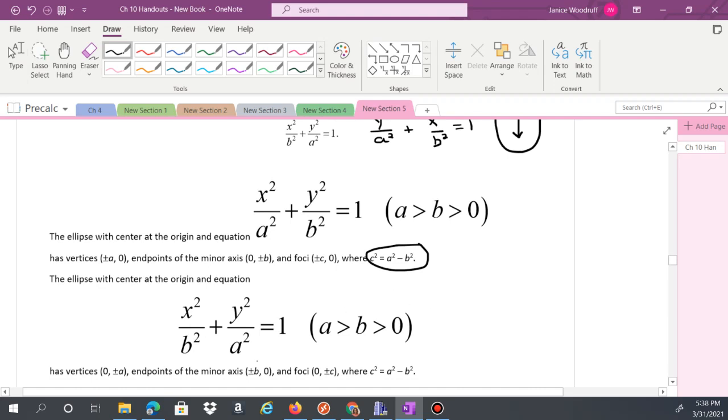So in general, if it happens to be written opposite ways, wherever the larger number is, that's the axis. So wherever a squared is in the denominator, that's your axis. And as always, it makes a lot more sense when we do examples. So let's do some examples.